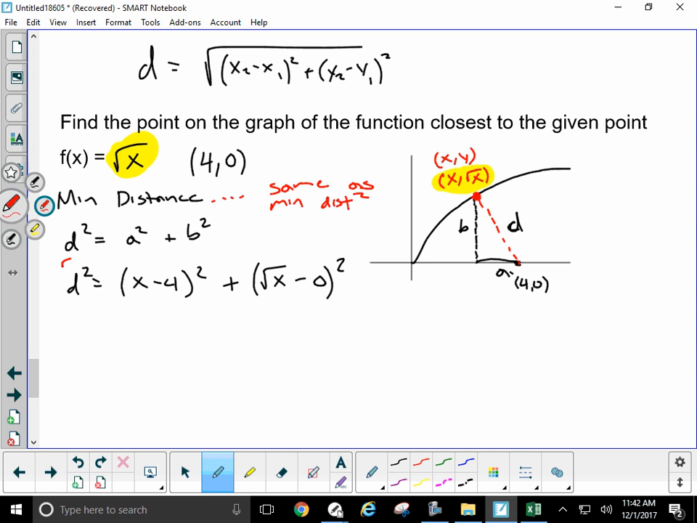So I'm actually going to leave this, and I'm going to find the min of my distance squared. Because if I had the square roots, the derivative would be a lot more complicated and I'd have to use the chain rule, and I don't want to do that.